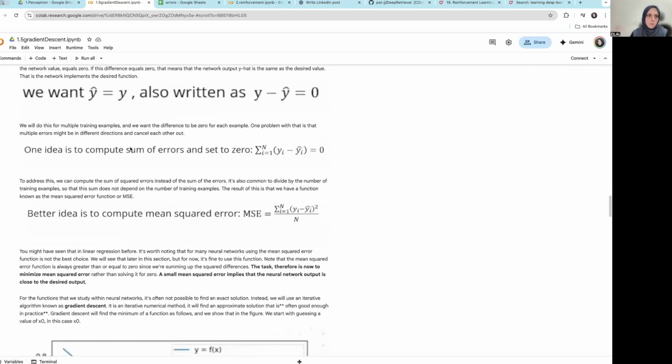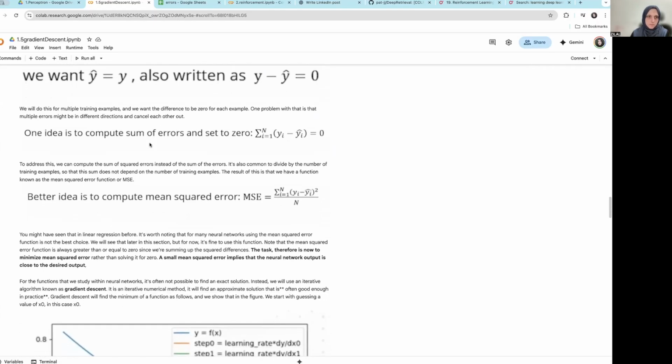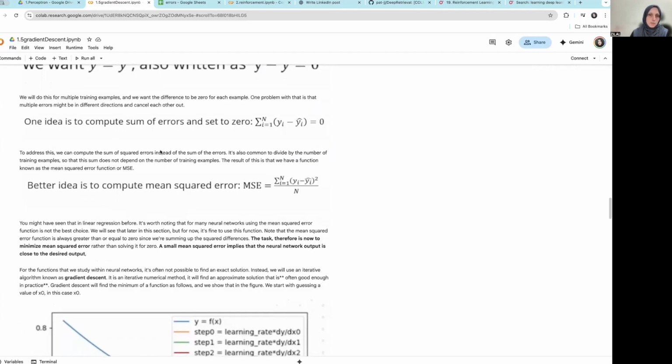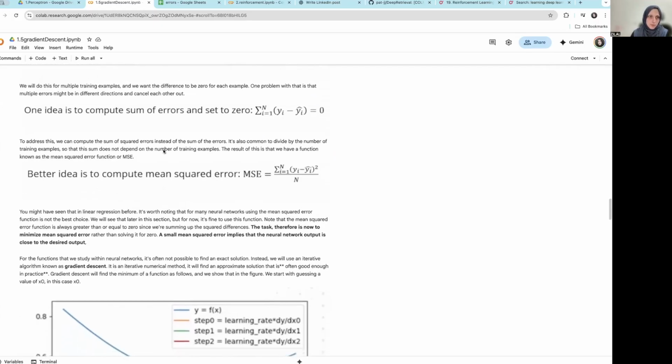We will do this for multiple training examples, and we want the difference to be 0 for each example. The problem is that multiple errors might be in different directions and cancel each other.